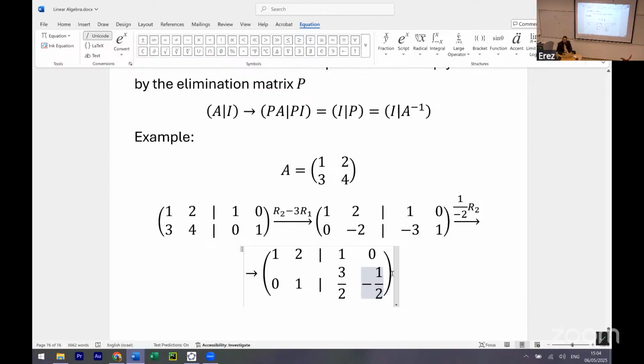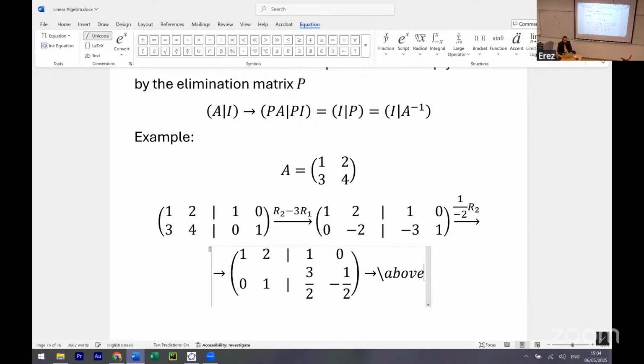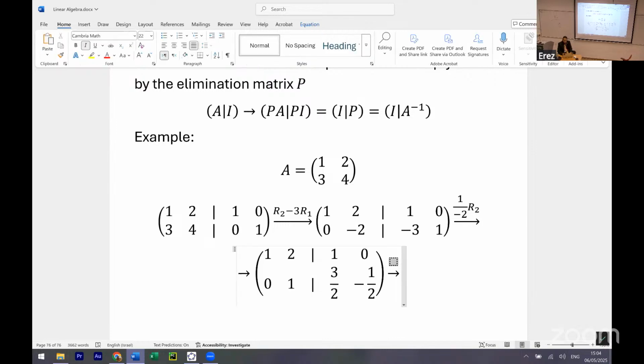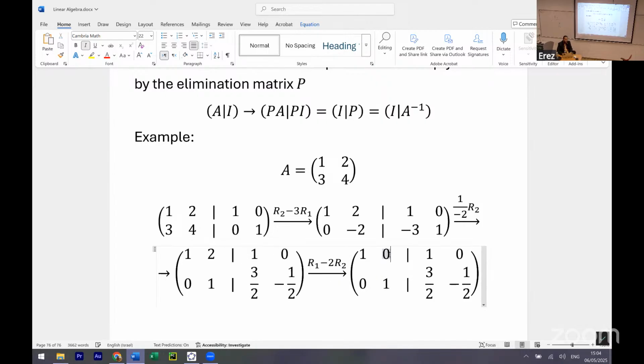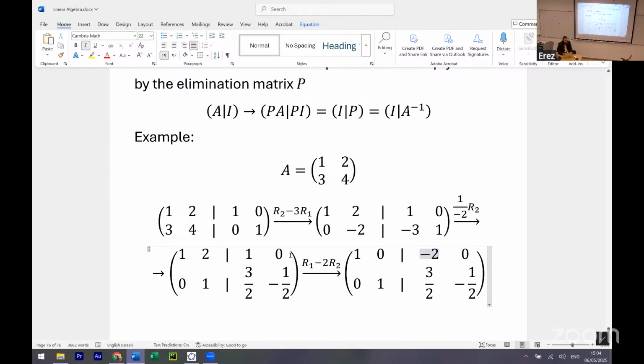Lastly, what is the last operation here? R1 minus 2 times the second row. And we get to the left the identity matrix, and to the right, 1 minus 3 is minus 2, and 0 minus minus 1 is 1. So here you see an example of exactly that, right?